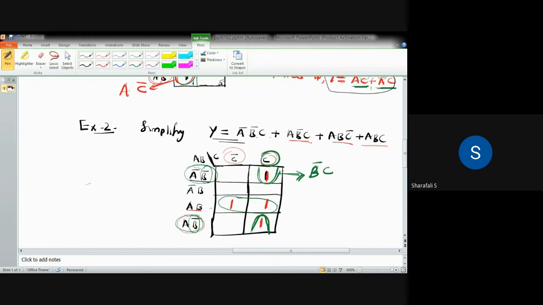And for this group, we'll be having common. What is common? This is C bar, C. So there is no common in that column wise. We are having common only in this row wise. AB is common to both cells group. So we have B bar C plus AB.